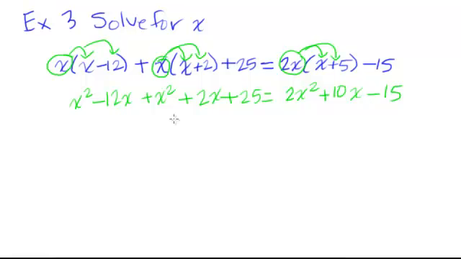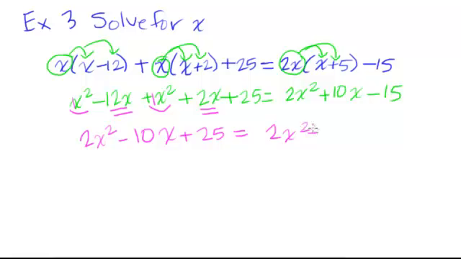Now I look for things that I can combine. Since I have x squared here and x squared here, I can combine them. The variables are the same and the exponents are the same. Therefore, I can just add that invisible 1. So 1 plus 1 is 2. Can't forget that x squared. Then I have negative 12x and positive 2x. Negative 12x plus 2x is negative 10x. And since 25 is by itself, I just rewrite that. This is equal to, I can't combine this with anything here. So I just rewrite it, 2x squared plus 10x minus 15.